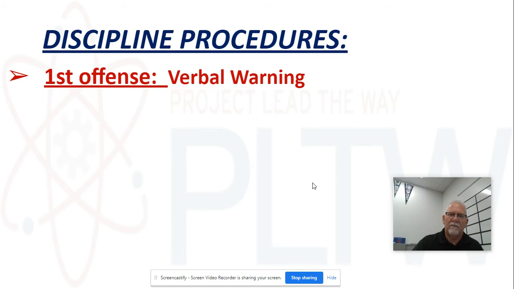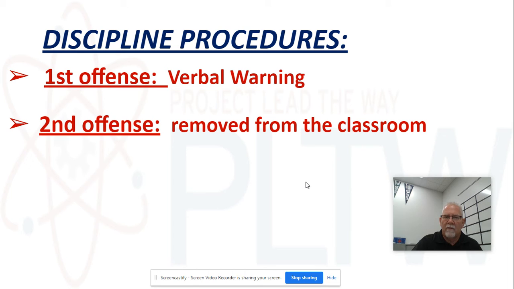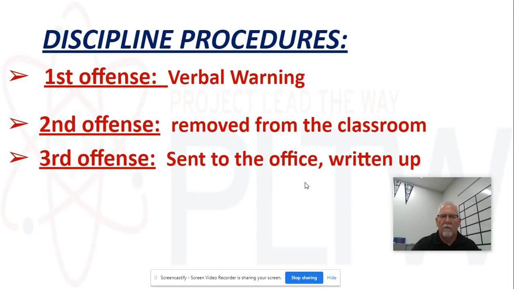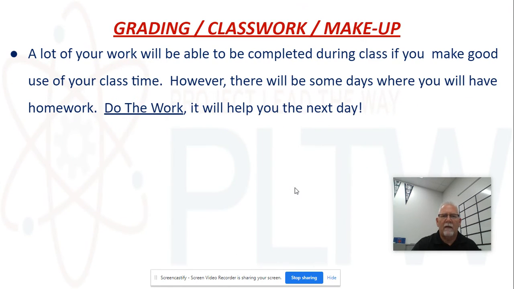All right, discipline procedures. I don't like to talk about this, but we have to. I'll give you a verbal warning. If you're doing something you shouldn't, I'll remind you. Okay. Second offense, I'll send you out of the classroom. You can be in the hallway, and we'll talk after class. Third one, we will send you to the office, and we'll have to write you up. Get mommy and daddy involved in this. Get the principal involved. No fun for anyone. Let's not go there.